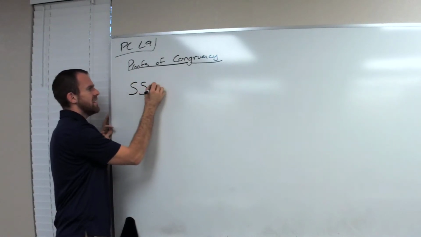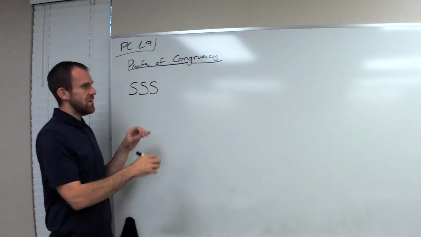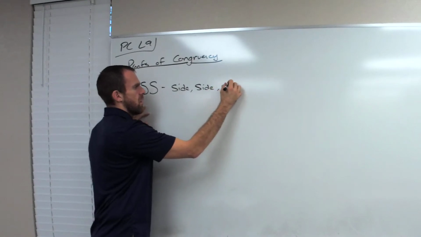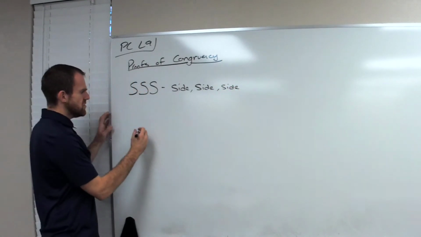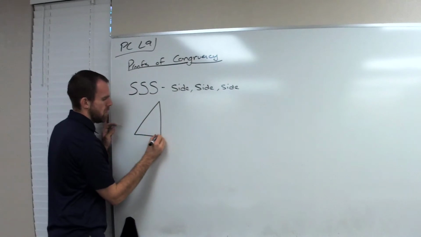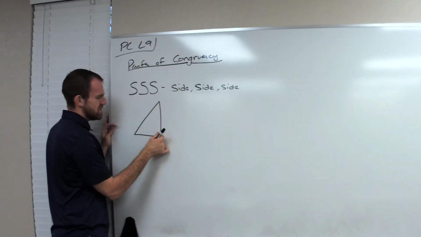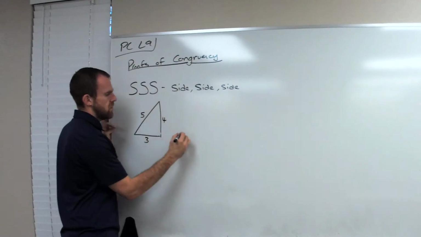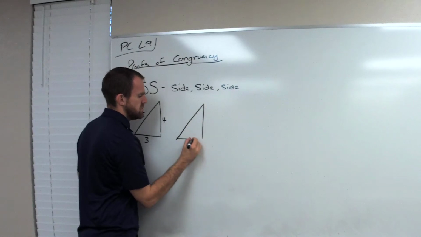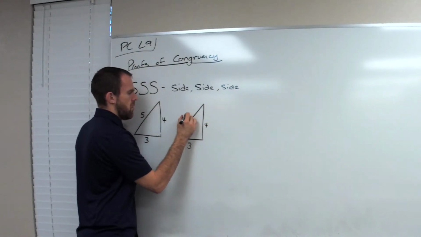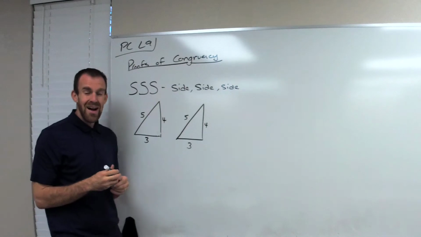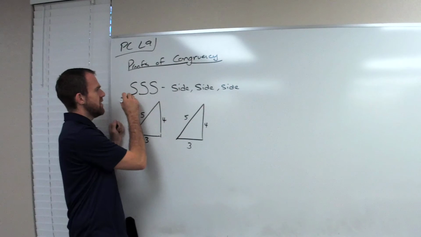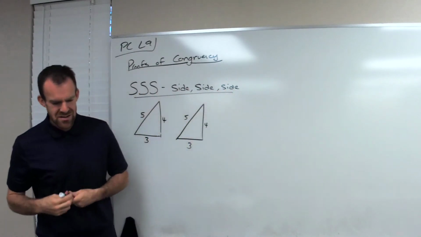We have one that is the side postulate. That is when you know that three sides are congruent between two triangles, then you know that the triangles are identical. So you need no angles inside. These two triangles are identical. In geometry, we would call these congruent because they have three sides that are the same.